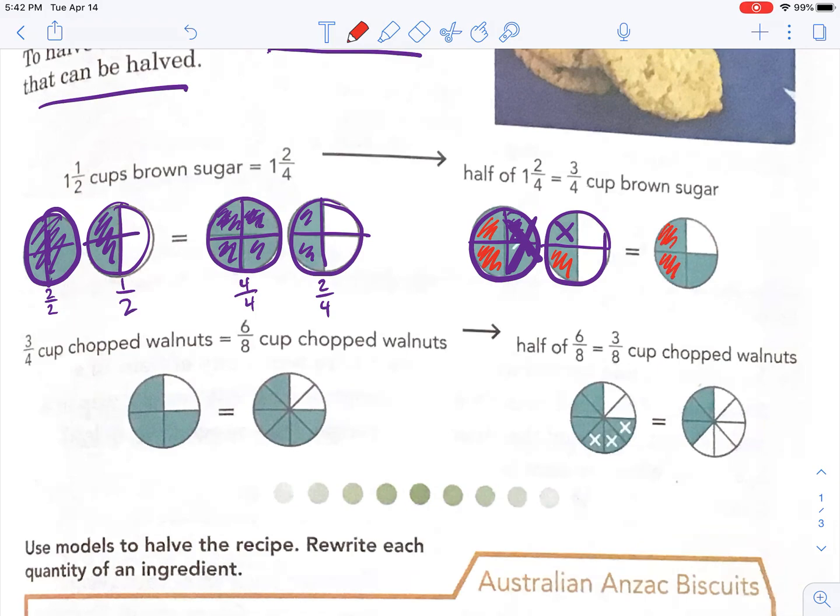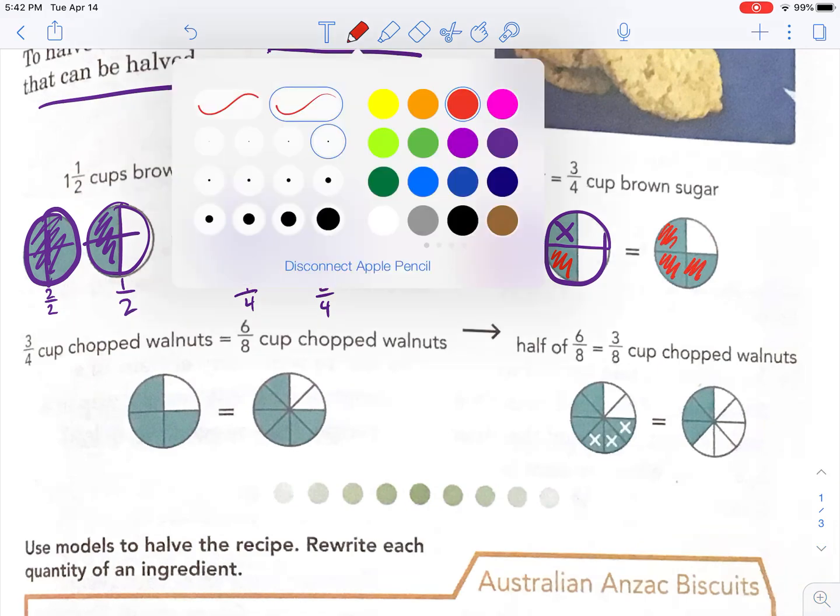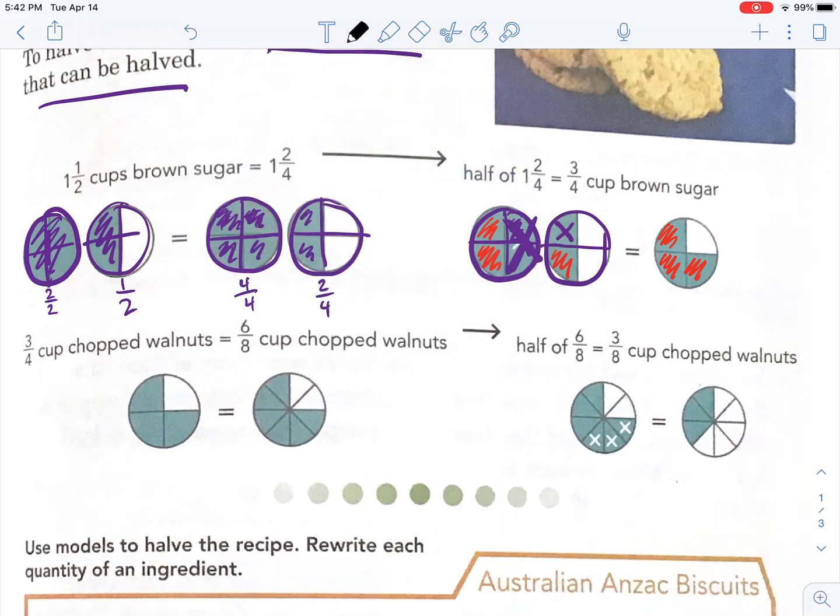1, 2, 3/4. And just to mark it again, I'm going to show you this. These are the ones we got rid of. You got rid of half here. You got rid of this half, and you got rid of half of the half, which is 1/4. And what are you left over with? 1, 2, 3/4. Do you see that? Awesome. Okay, let's look at 3/4 of chopped walnuts.